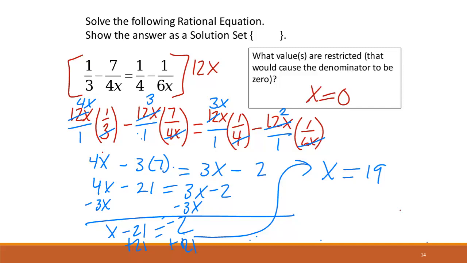So we check: x can be 19 because the only restriction is the 0 here. So if I write it in solution set, that would be the set that contains x such that x is equal to 19.